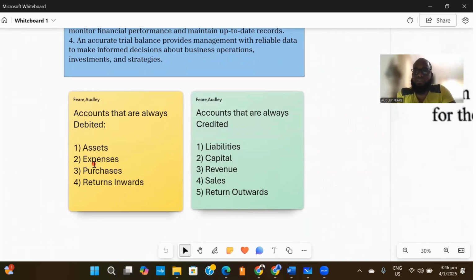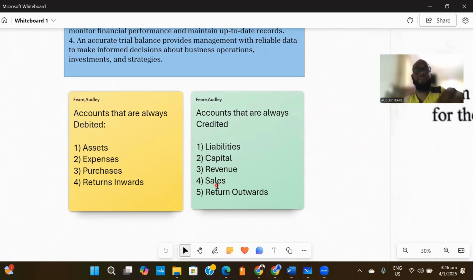Remember that the accounts that are always debited, assets, your expenses, your purchases, and your return inwards, those accounts will always be found on the debit side of the trial balance. And on the credit side, you will always have your liabilities, your capital, your revenue, your sales, and return outwards. And we have discussed these in depth.